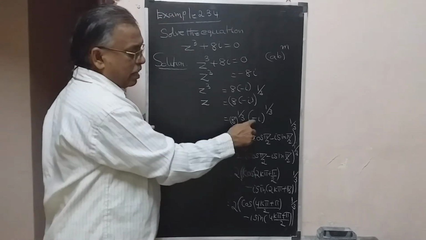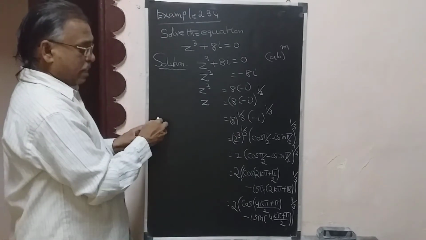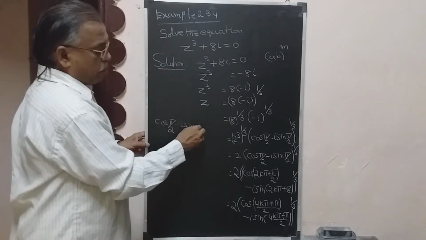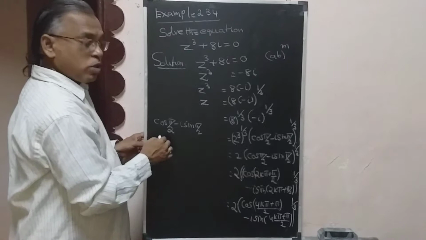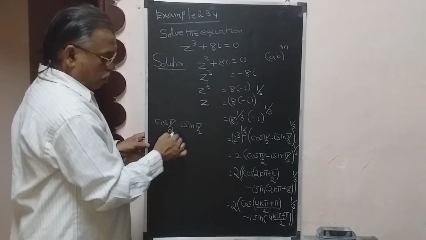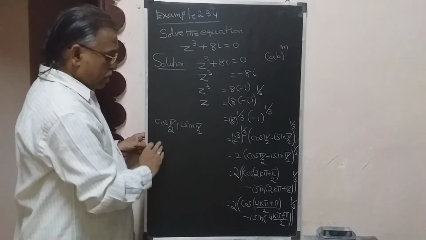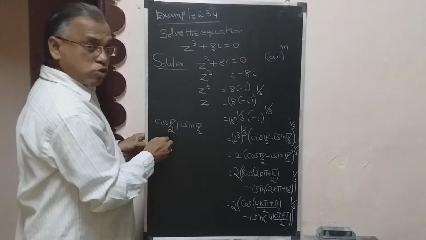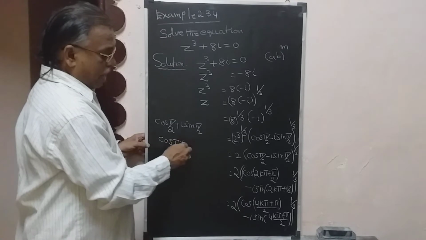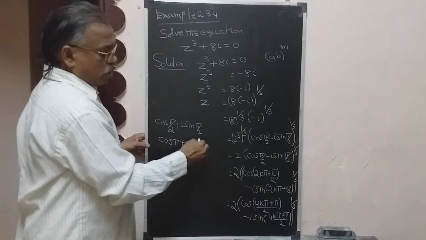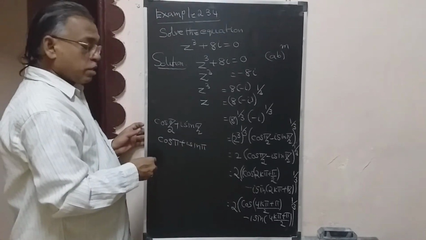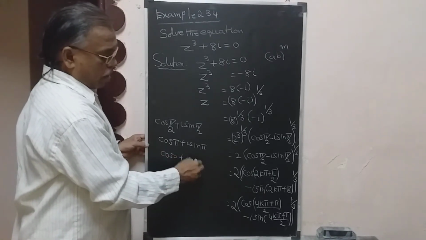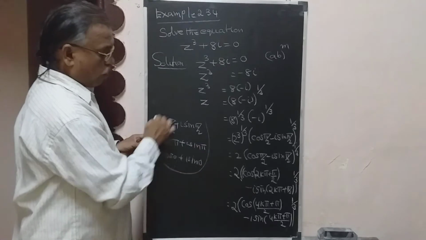Now I told the polar form for minus I: cos pi by 2 minus I sin pi by 2. Suppose it is I, then plus will come. Similarly, for pi, minus 1, I also told: cos pi plus I sin pi. This is the minus 1 polar form. Similarly, cos 0 plus I sin 0 is the polar form of 1. Remember all these 4.